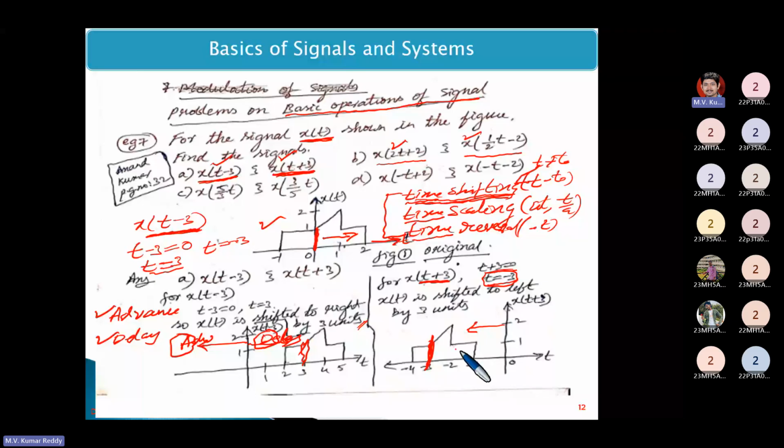In time shifting you have two types: time advance and time delay. Left side is called advance, right side is called delay. So here the waveform is shifted to the left side, hence it is called time shifting advance. On applying time shifting advance, the waveform is shifted 3 units to the left side.